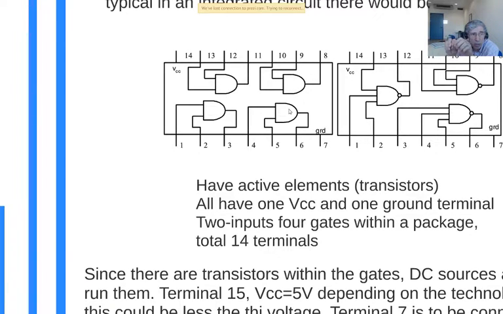In order to run these transistors in linear region, we've got to apply DC sources. This DC source comes from VCC and ground. These are required to run the transistors inside the AND gates. This DC input is not inside, so it has to be applied externally. In the lab, you're going to use 5-volt DC sources connected to these two terminals.